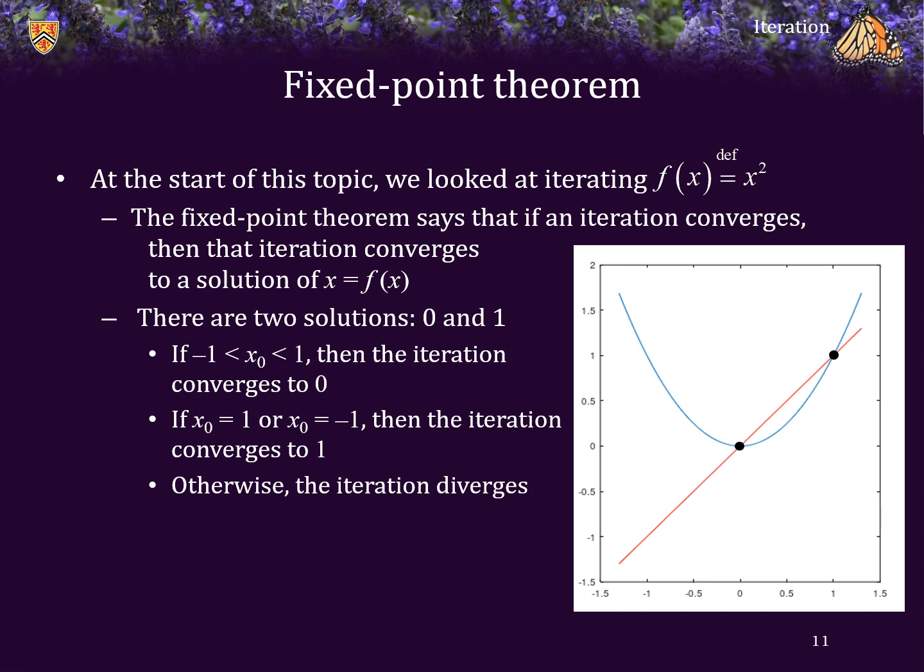Otherwise, the iteration diverges. So if you start off with x0 equaling -1.1 and start squaring that, that sequence will diverge to infinity. Now, a sequence may not diverge to infinity. A sequence may alternate between two different points, but it simply does not converge.